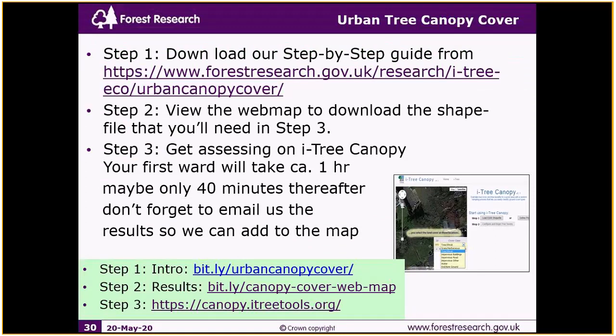How do you get involved? Well, the project uses iTree Canopy, one of the tools we talked about much earlier on. We've written a step-by-step guide to take you through the whole process of doing the assessment. But also, one of the initial challenges with iTree Canopy is defining your area of interest. So in this project, at step 2, we've provided a location, a web map, for you to find the electoral ward that you're interested in, check if it's been assessed already. If it hasn't, you can download the shapefile, which is basically the boundary shape for your electoral ward. You download that, then you visit the iTree Canopy tool, which is an online tool. You upload the shapefile, that defines your area of interest, and then you do your iTree Canopy assessment.